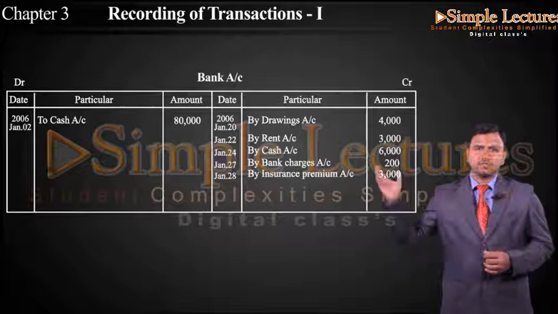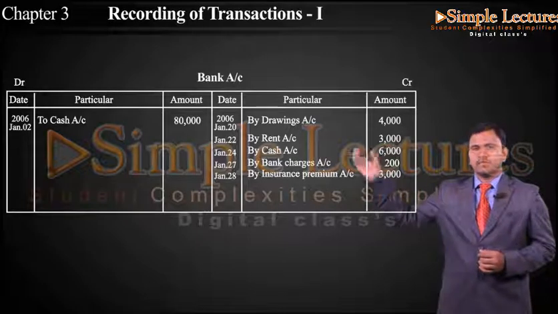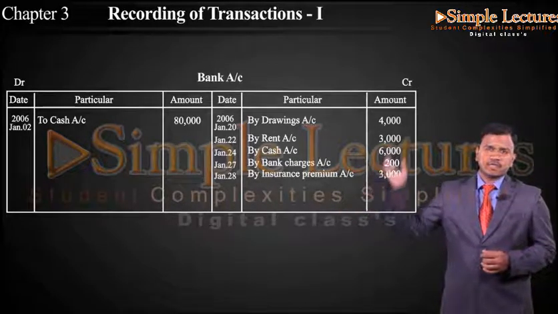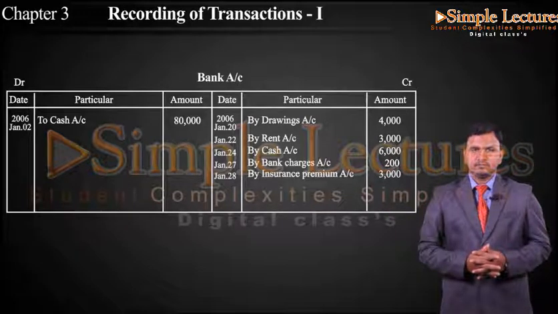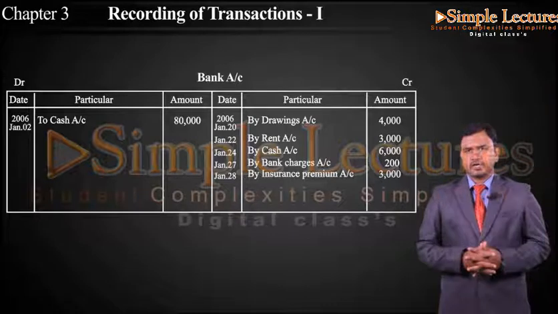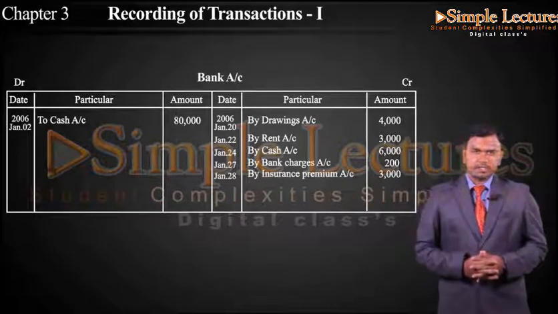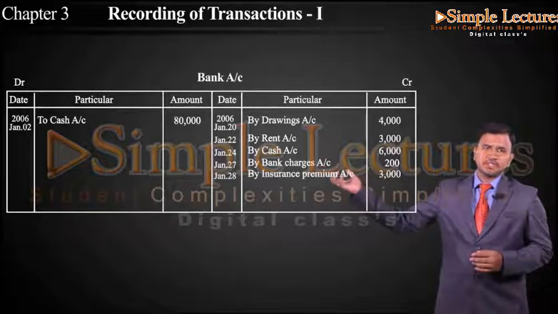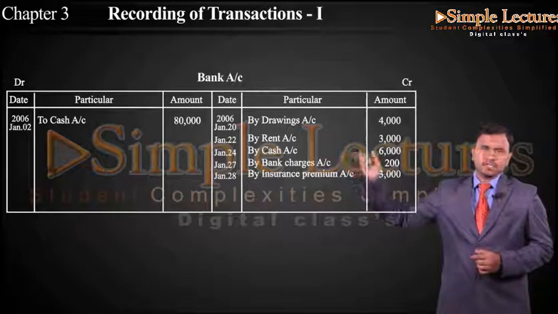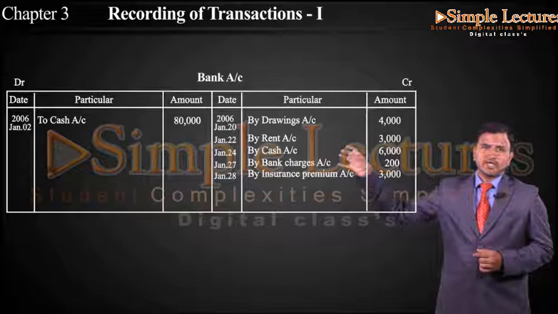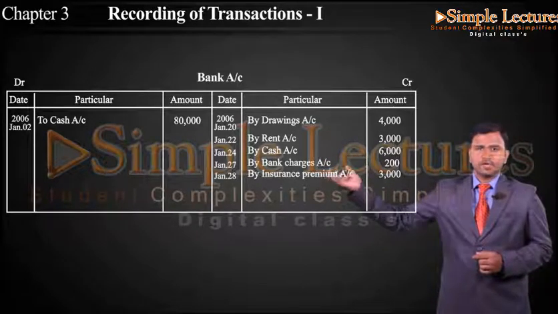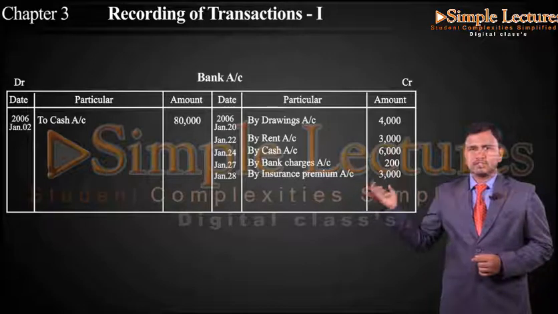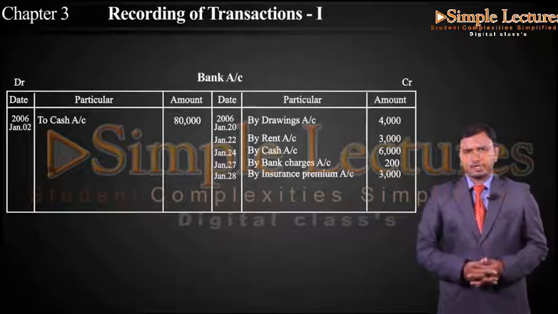So let us come to the bank account. We will see what entries we have in the debit side and what entries we have in the credit side. Coming to bank account, we have only one entry in the debit side where the cash was deposited into the bank, 80,000. Whatever we have in the bank is going to show in the debit side. Out of that particular deposited amount 80,000, what payments we have made through the bank will be in the credit side. So the concept is very clear here.